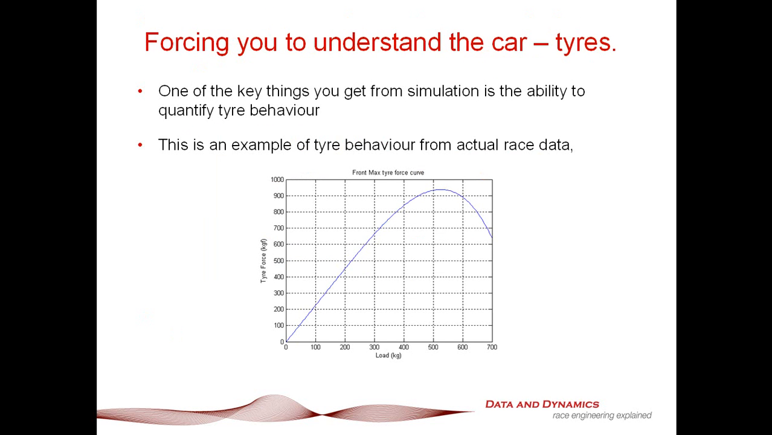Getting on to forcing you to understand the car, tyres. One of the key things about simulation is that ability to quantify tyre behaviour, as we just touched upon before. And this is an example of a traction circle radius versus tyre curve that was actually backed out for an open wheeler race car. For this particular formula, it was one of the secrets for unlocking what was actually going on with this particular motor vehicle. So as far as I'm concerned, if you don't have the ability to look at something like this, you're absolutely and utterly flying blind.